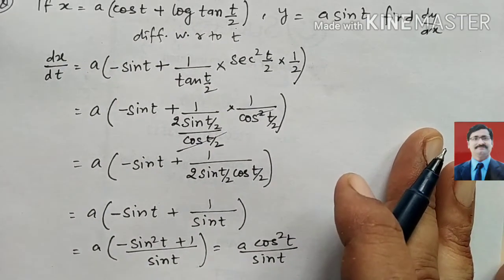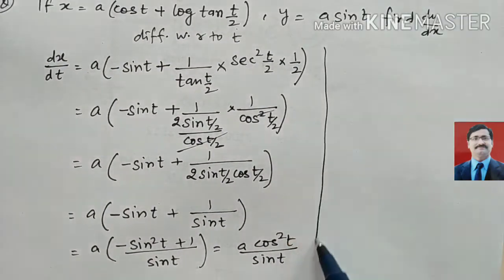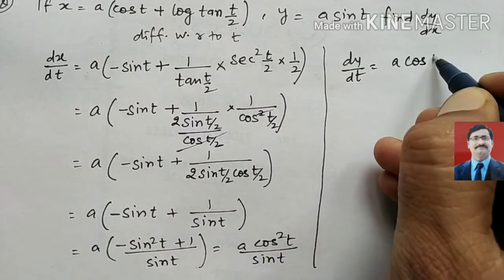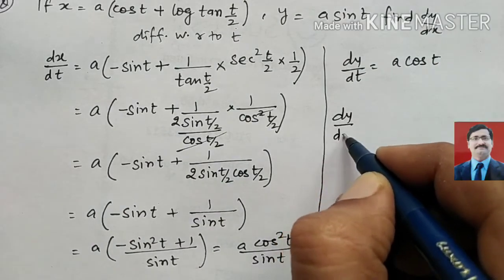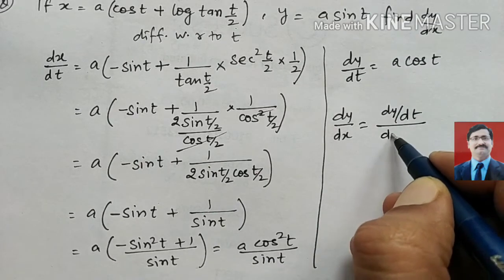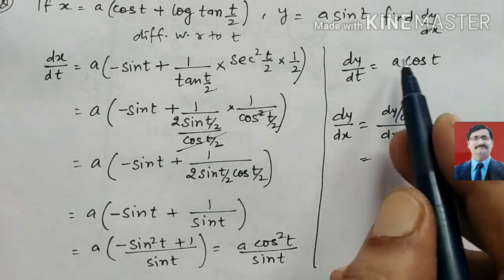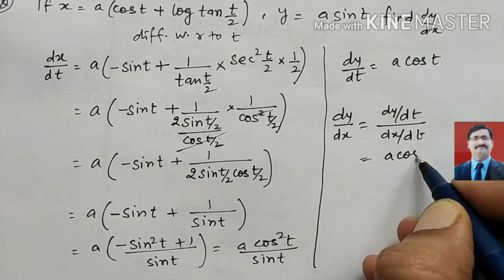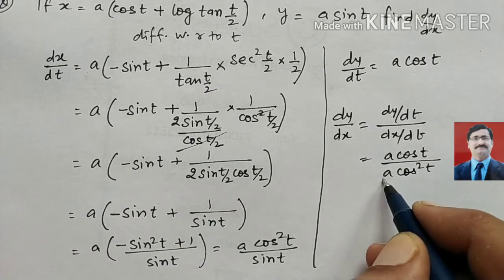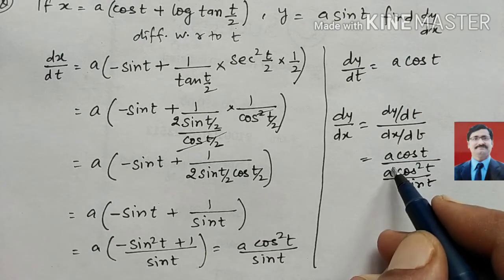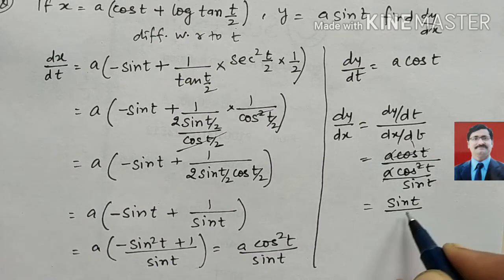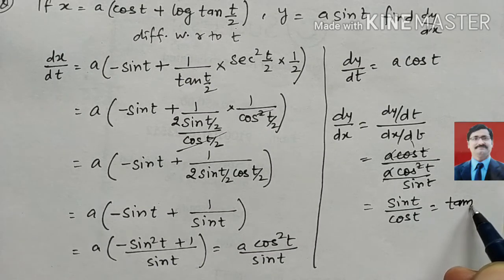Same as before, the second part is y equal to a sin t, so dy by dt equals a cos t. You have to find dy by dx, which is equal to dy by dt upon dx by dt. This dy by dt we get as a cos t, and dx by dt we get as a cos square t upon sin t. The a cancels, one cos cancels, and taking the reciprocal you get sin t upon cos t, which you can write as tan t. Hope you understand this.